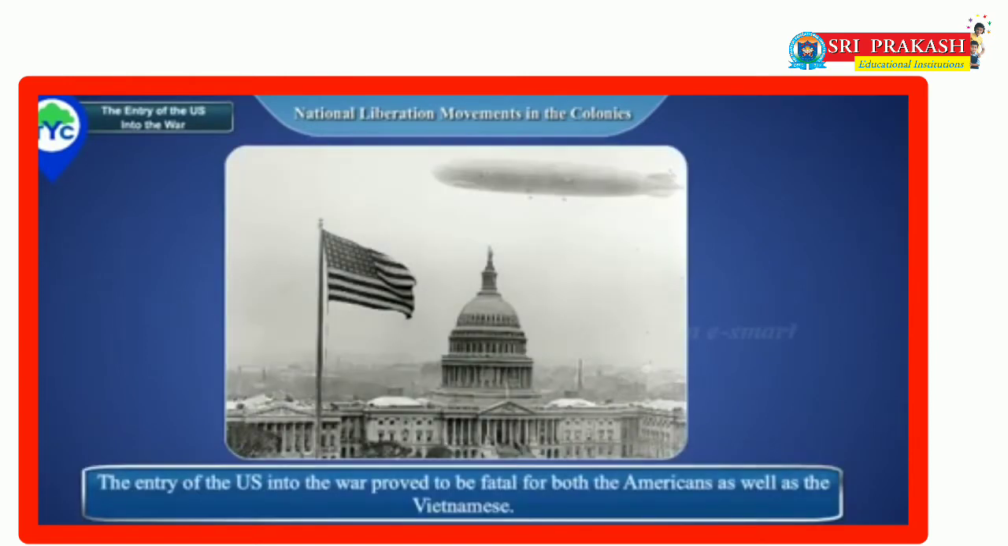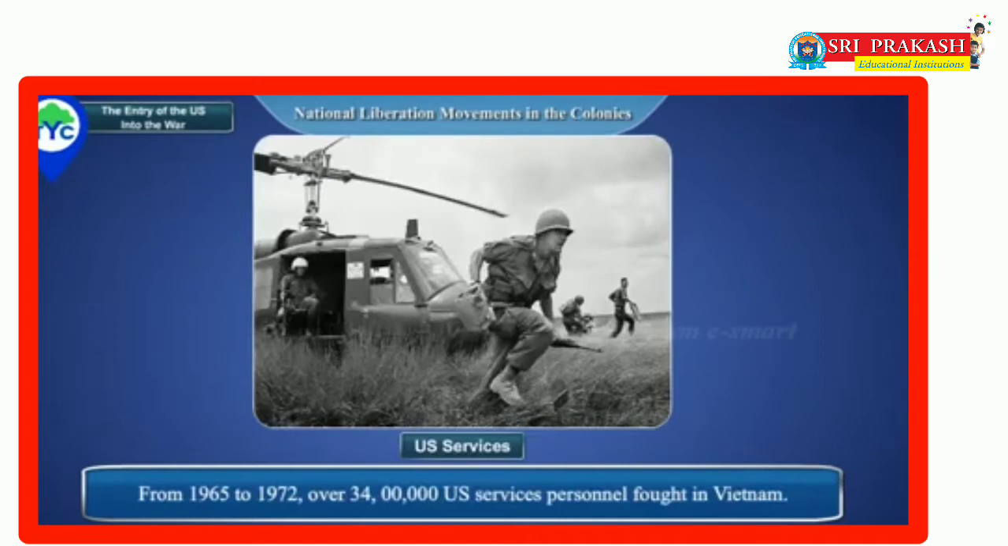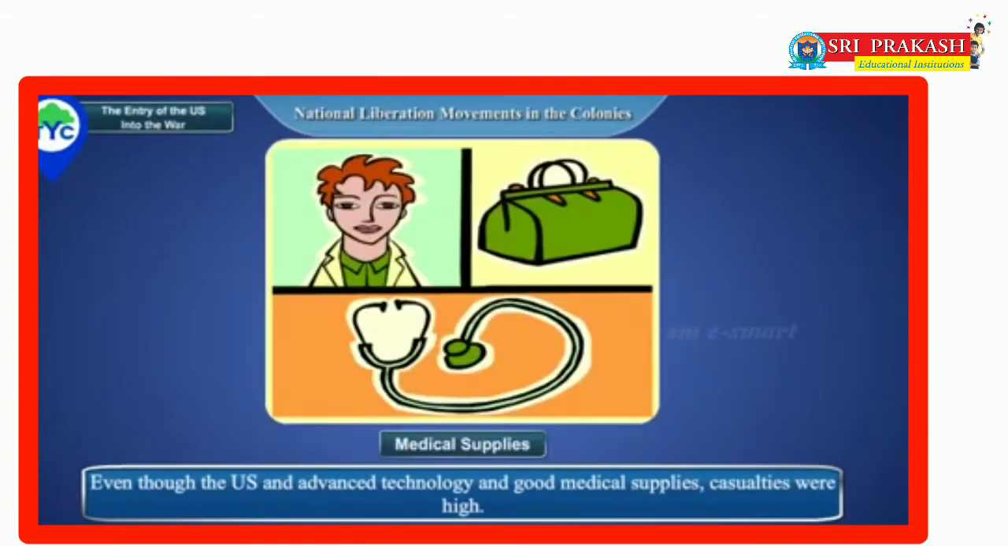The entry of the US into the war proved to be fatal to both the Americans as well as the Vietnamese. Both of them faced a terrible loss of life and property. From 1965 to 1972, over 34 lakh US service personnel fought in Vietnam. Even though the US had advanced technology and good medical supplies, casualties were high.